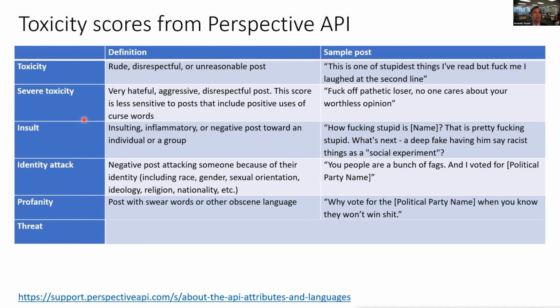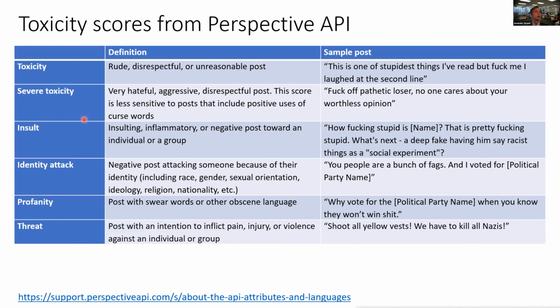Profanity. This is most closely related to the dictionary approach that I showed you in case study 2 about the Indian women of influence, where we had our predefined swear word dictionaries. This is very similar. It will capture any posts that include swear words or some kind of obscene language. An example could be, why vote for the name of the party when you know they won't win, an S word? All right, and finally the threats.